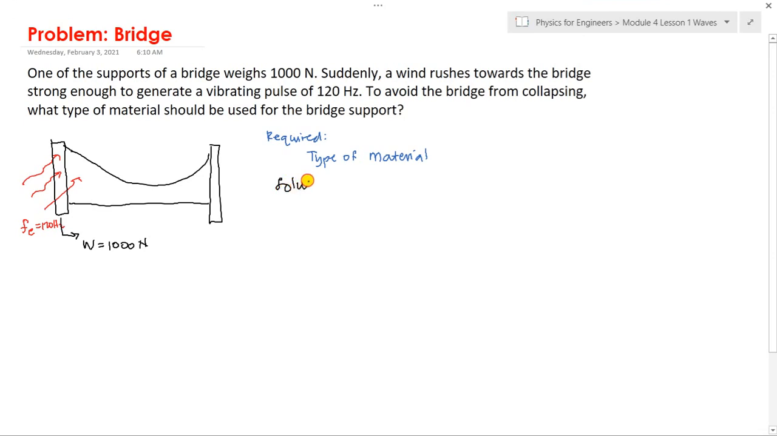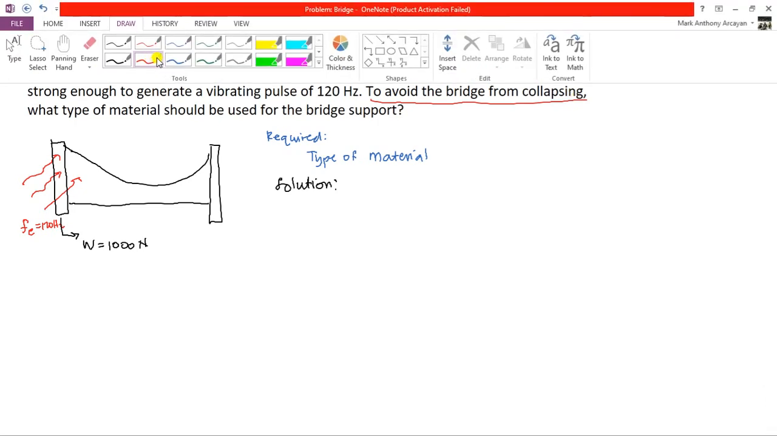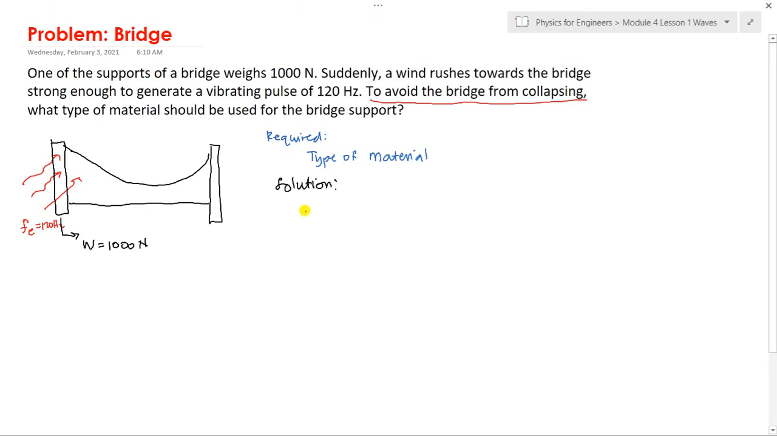So, solution. Here, since we saw earlier that to avoid the bridge from collapsing, so that it won't be destroyed, we use the resonance frequency principle. We all know that at resonance frequency, we have Fe equals the natural frequency of the support of the bridge. So why do we use resonance?